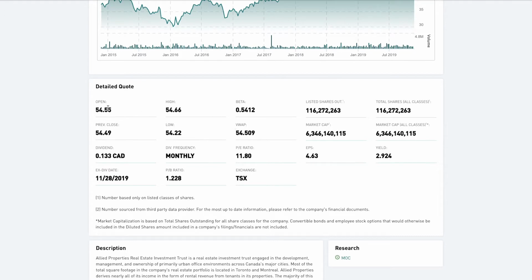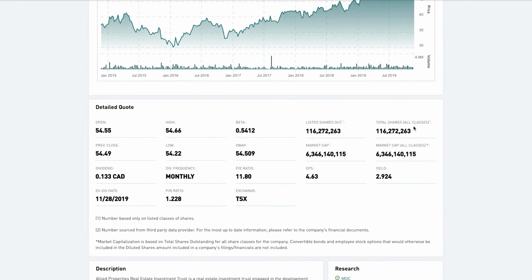So for example, once again, open, high, previous close, and low, as well as the total shares of all classes that are out in the market. So right now there's 116 million shares out in the market with a market cap of $6.346 billion. So the market cap really is just the listed shares out multiplied by the current market value of the actual asset.